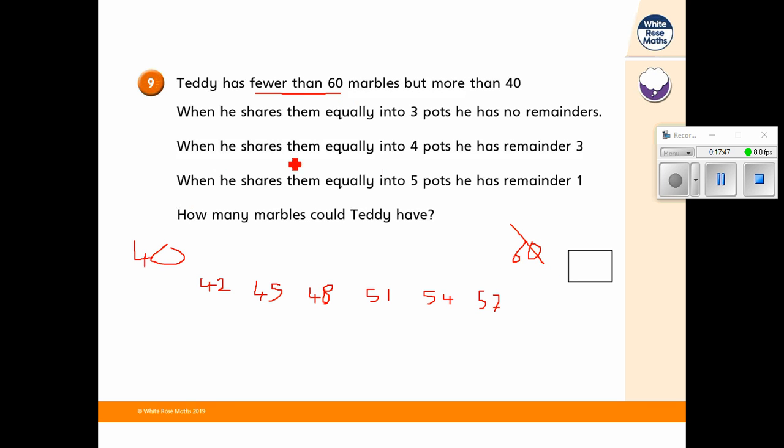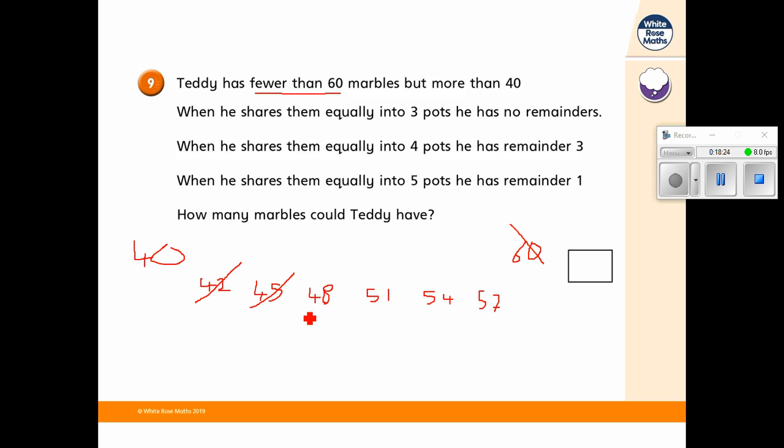Right, when he shares them into 4 pots, he has a remainder of 3. So what we've now got to do is look at these numbers that it could be. If he shares them into 4 pots, he will have a remainder of 3. Well, if he divides 42 into 4 pots, he'll have a remainder of 2, so it can't be that one. 45 divided by 4, you'll have a remainder of 1, so it can't be that one.